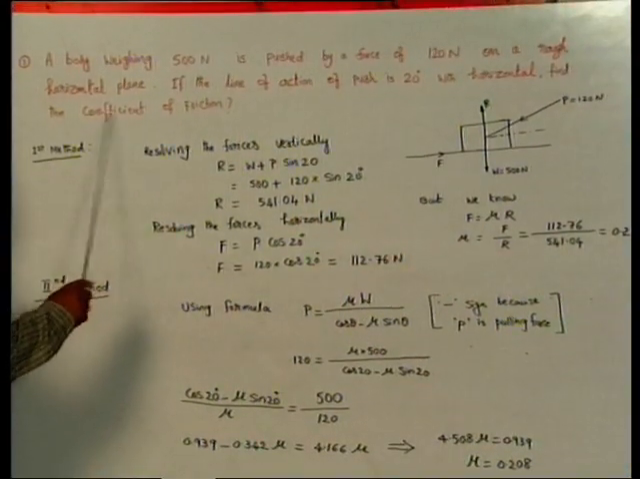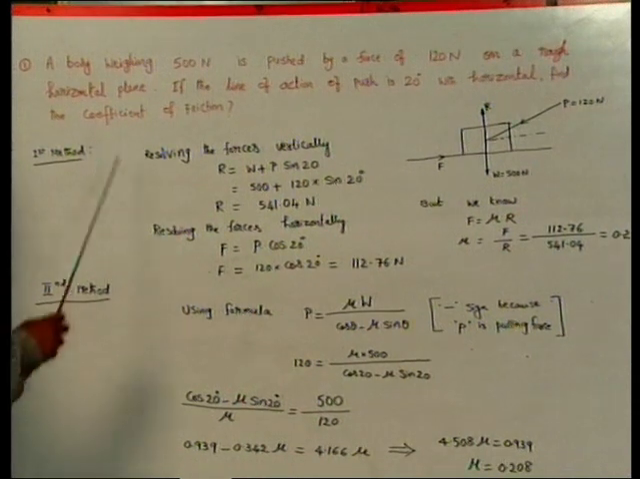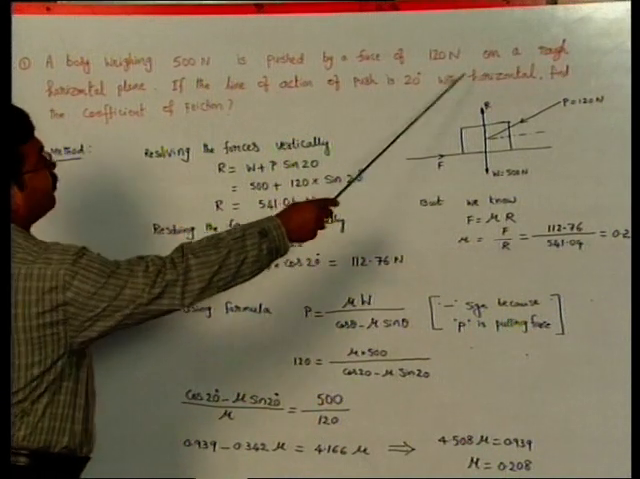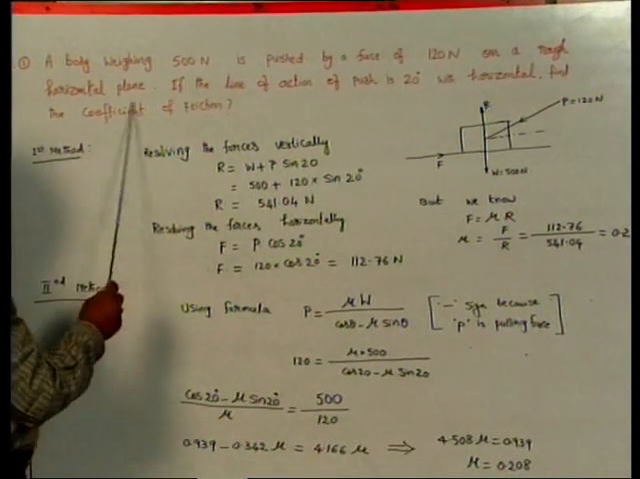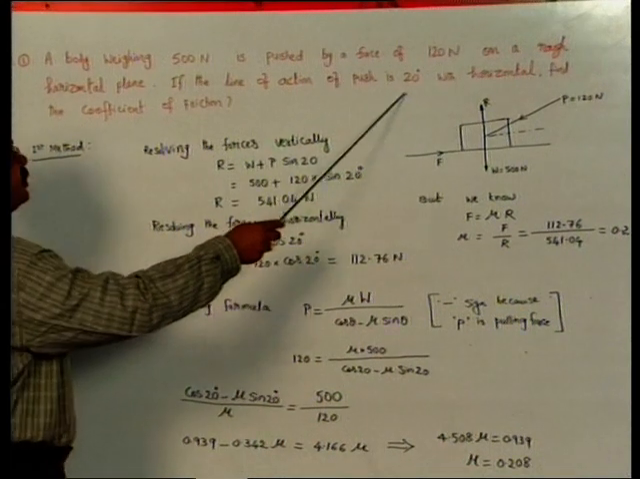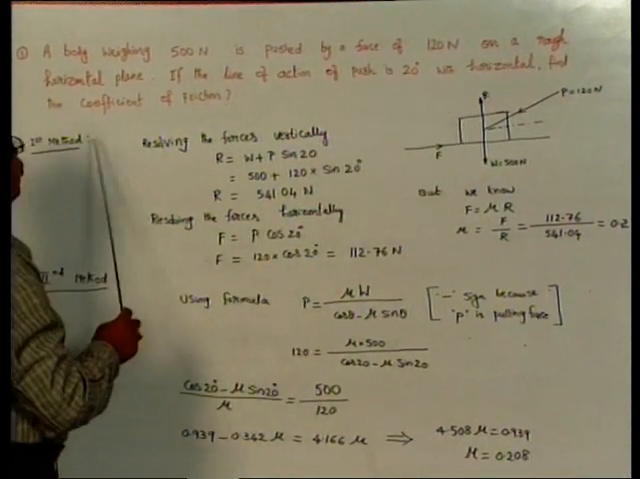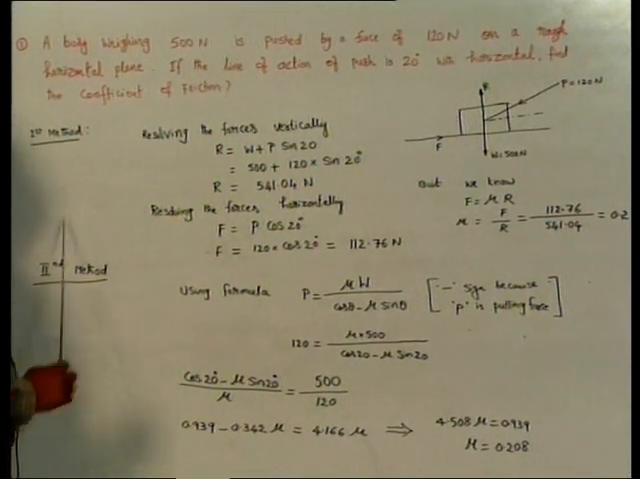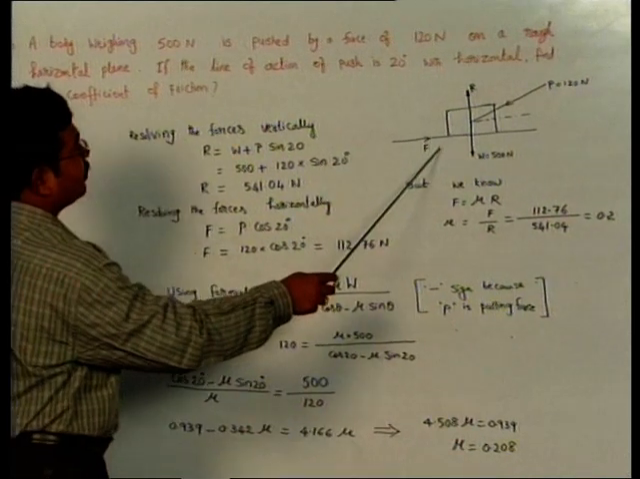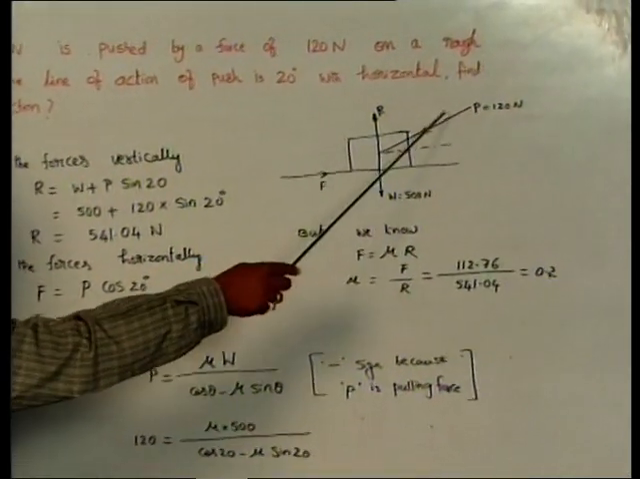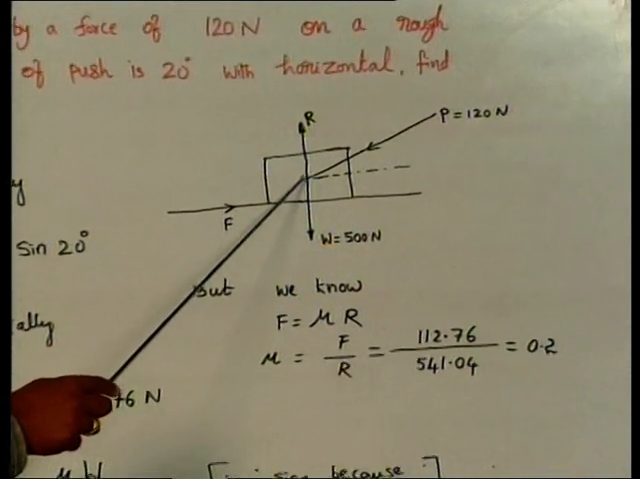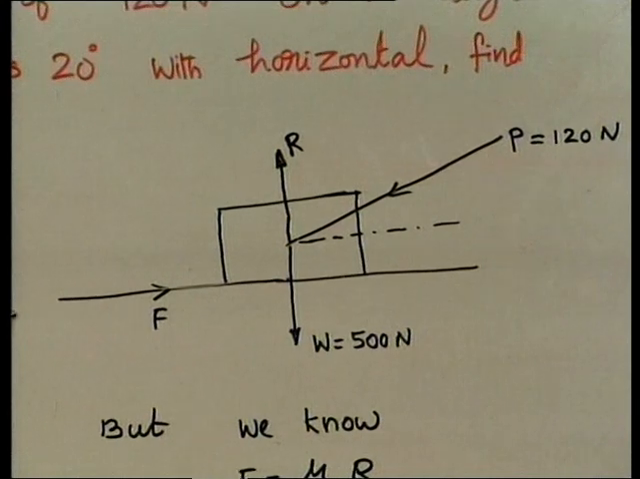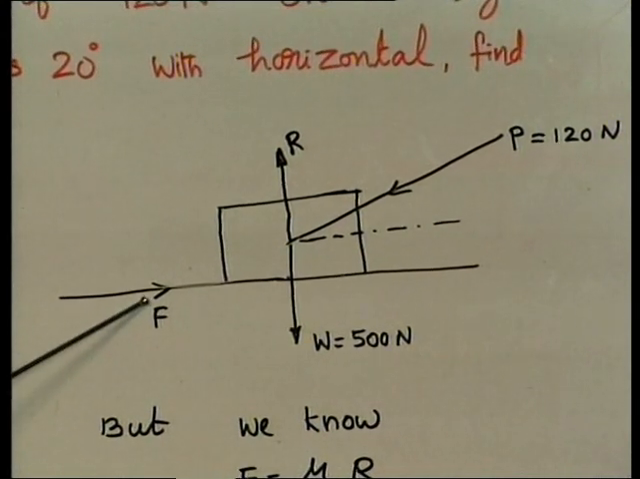Okay, let us start one example. So, here is an example. A body weighing 500 Newton is pushed by a force of 120 Newton on a rough horizontal plane. If the line of action of push is 20 degree with horizontal, find the coefficient of friction. This problem we can solve by two methods, and let us have a simple diagram for this. There is a pushing force of 120 Newton on the body. A body is weighing 500 Newton, and if the body is moving in the leftward direction, there is going to be a friction in the opposite direction.